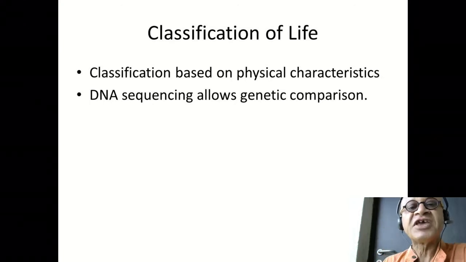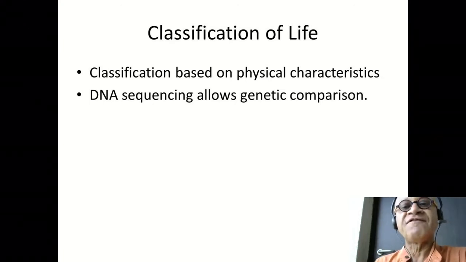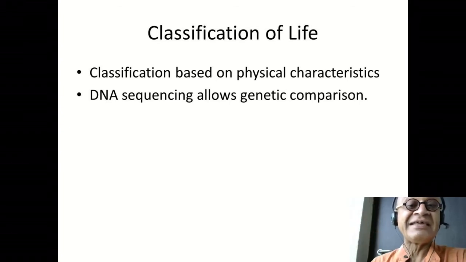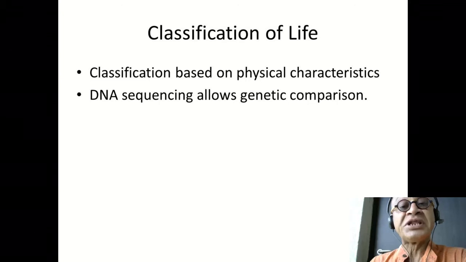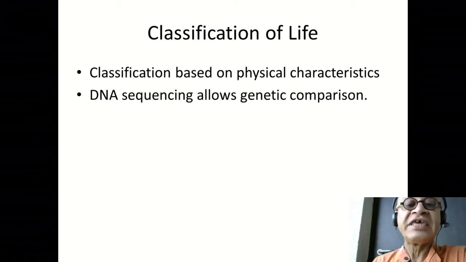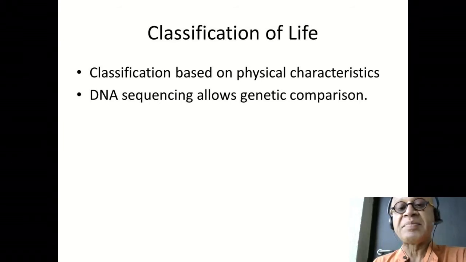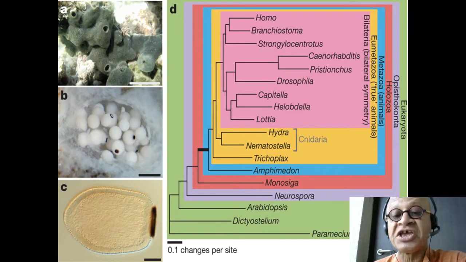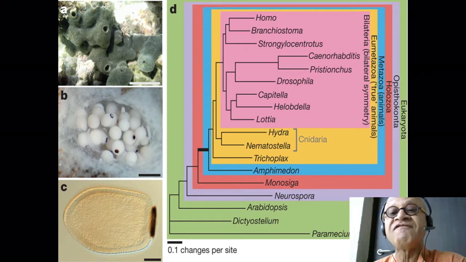So, classification of life is based on physical characteristics because it started in the 1800s, late 1700s, when the genetic information was not so known yet, right? So DNA sequencing now has obviously gotten into genetic comparisons and classifications. So just a brief introduction here.